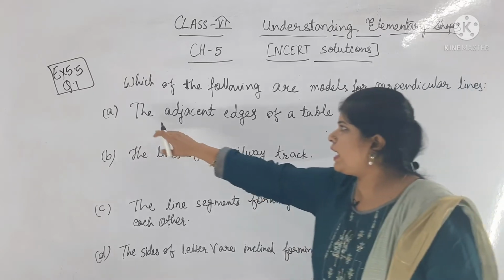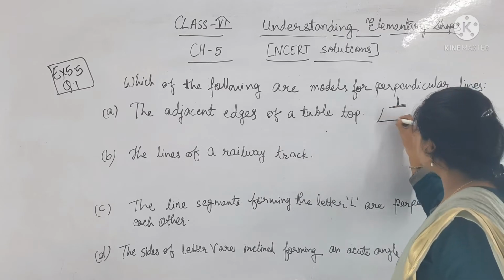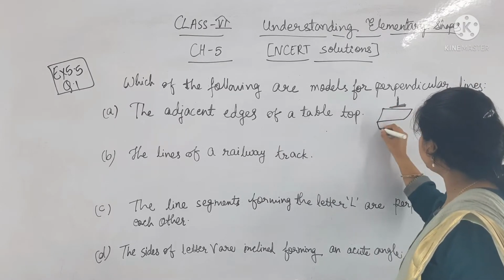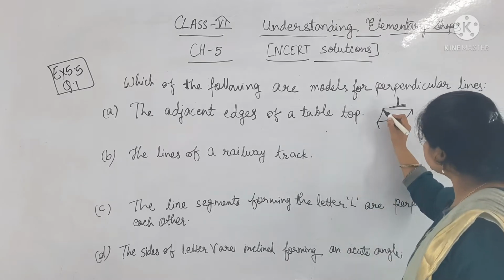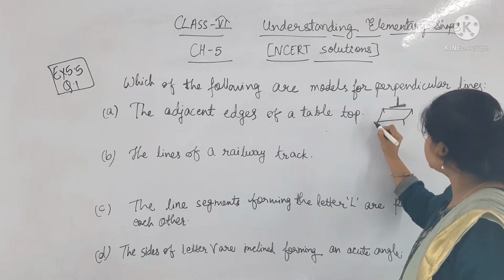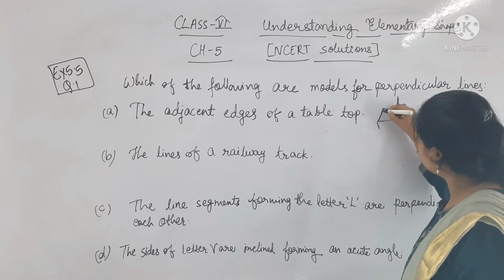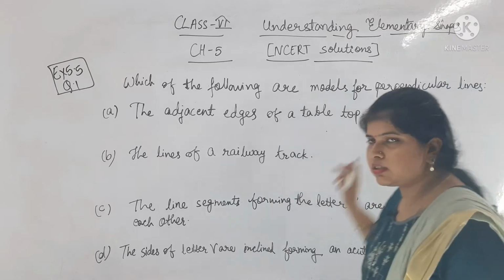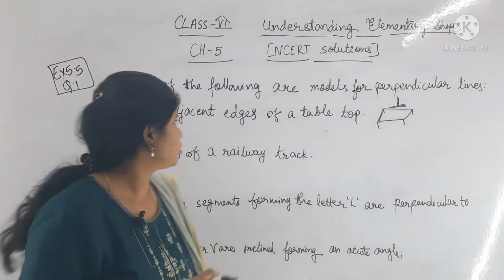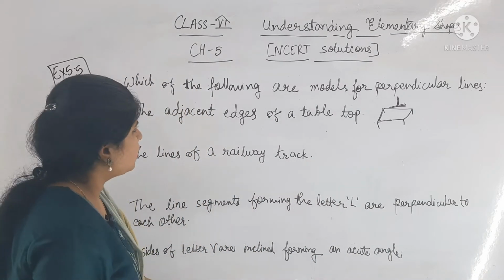Number A is the adjacent edges of a tabletop. You can see here we have a table, and adjacent edges means this one and this one, this one and this one. So this is the perpendicular line. Yes, this is a model of a perpendicular line.